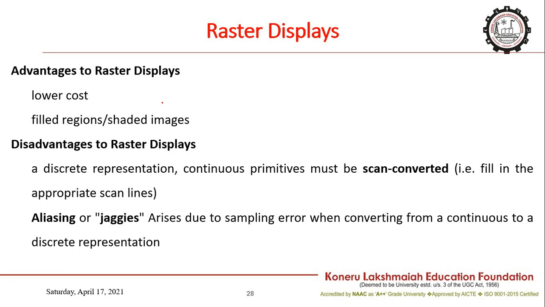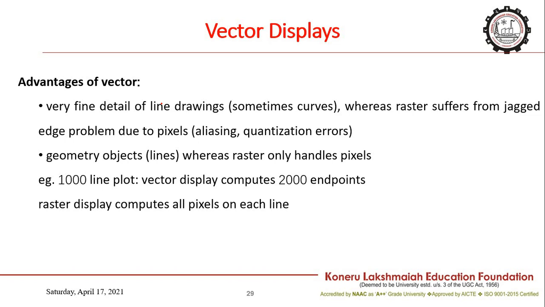So the advantages of the raster scanner are lower cost, filled regions or shaded images. The disadvantage of raster displays is that continuous primitives must be scan converted. As I said before, if we look at our TV from a close view, then we can see this. So this is one of the main disadvantages of a raster scan. The advantages of a vector scan are very fine detail of line drawing, as I said before. Only the things which we want to display will be scanned and presented onto the CRT. So this is an advantage of the vector display.